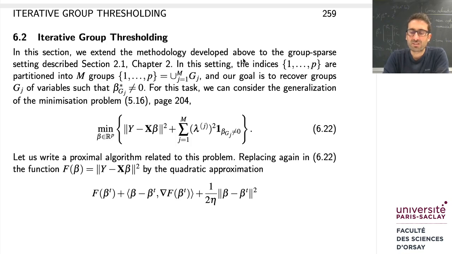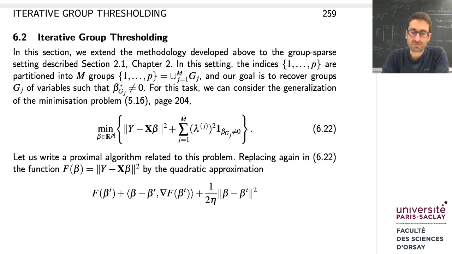If you want to have the page, essentially you divide by 2, so it is 122, 123, and you will find this section, which is on iterative group thresholding, which is iterative hard-thresholding, but for a group regression. So I have said before, my indices 1 to p are split into M groups, G1, ..., Gm, and we want to recover the groups Gj such that the entry is non-zero for this group, right?